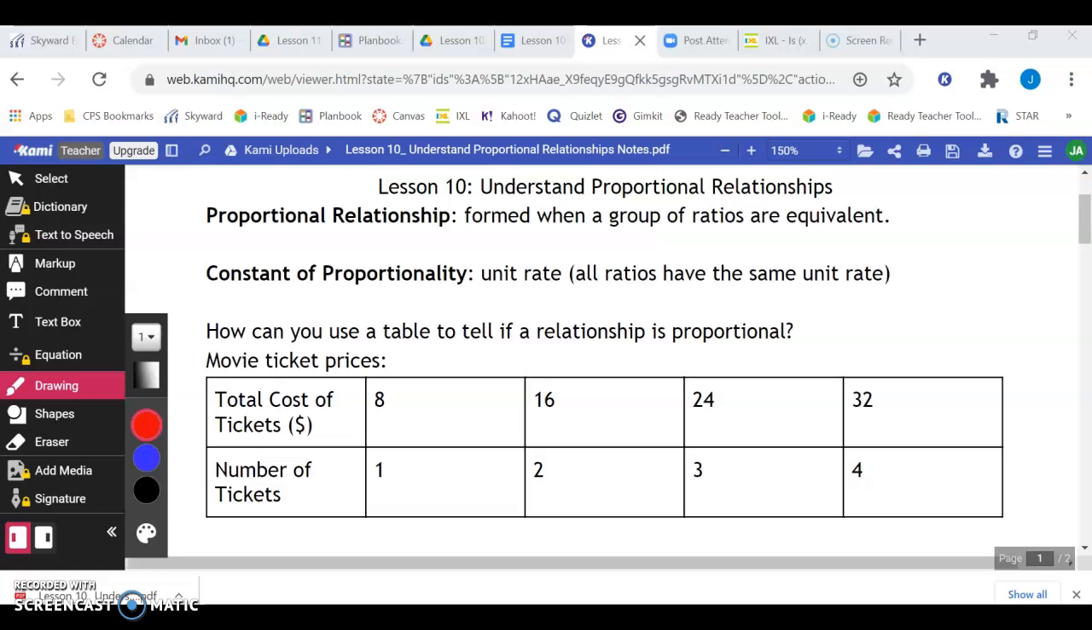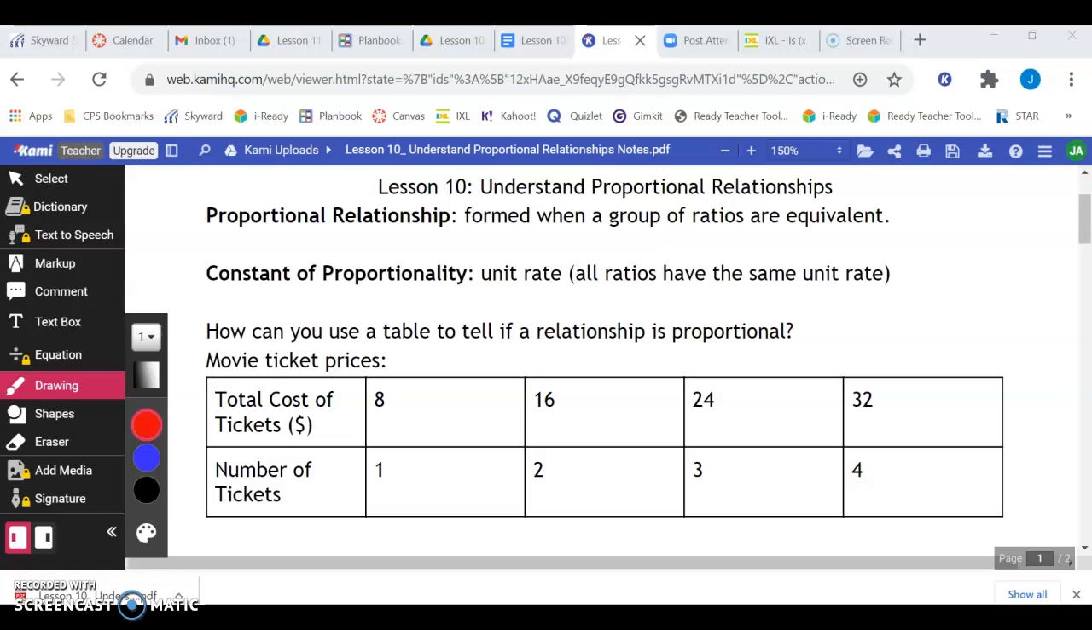For lesson 10, we are going to move into understanding proportional relationships. And a proportional relationship is formed when a group of ratios are equivalent. So in other words, when we make fractions out of the numbers given and they all equal the same thing, then we can tell it's a proportional relationship.